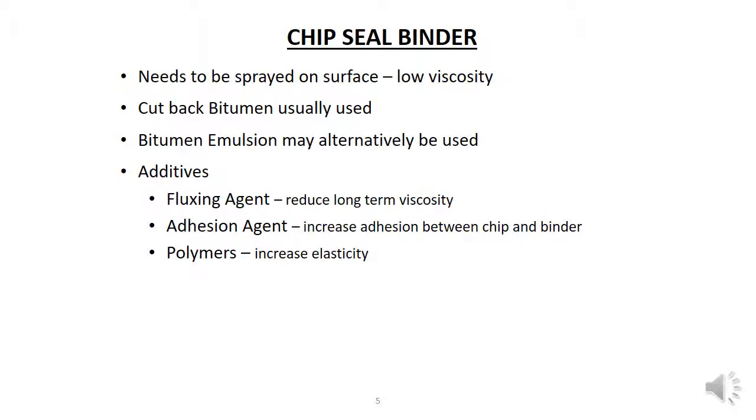Chip sealing requires the binder to be sprayed over the road surface. This requires the binder to have low viscosity in order to be able to be pumped and sprayed. This viscosity is achieved by a combination of heating and the addition of kerosene if a cutback bitumen is used, or by the use of bitumen emulsions. Both methods result in a bitumen layer that provides the adhesion, waterproofing, and strength requirements of the surface.